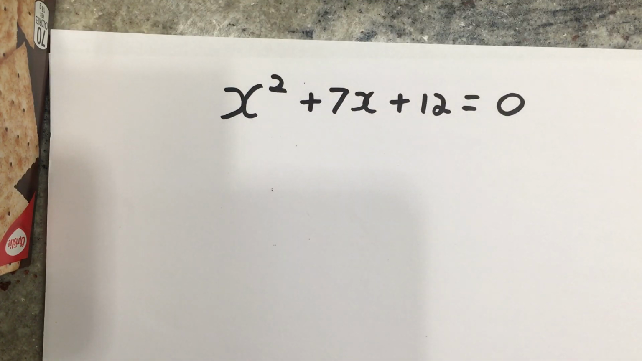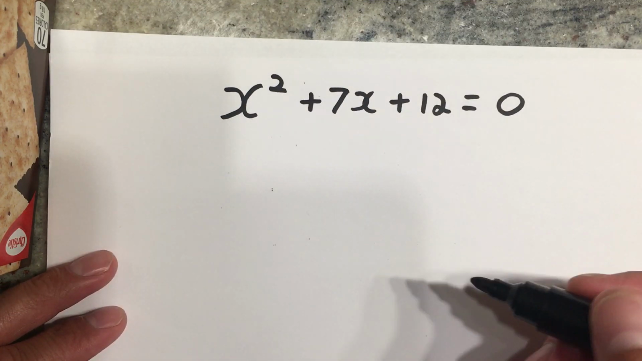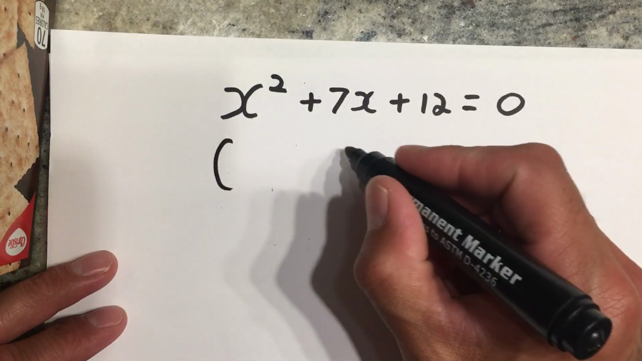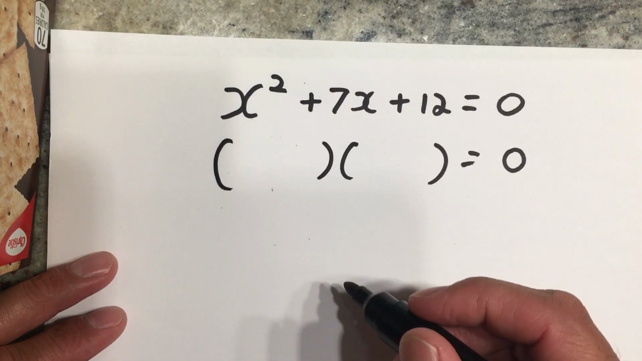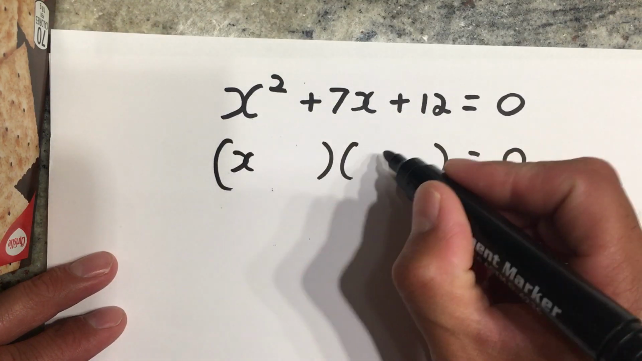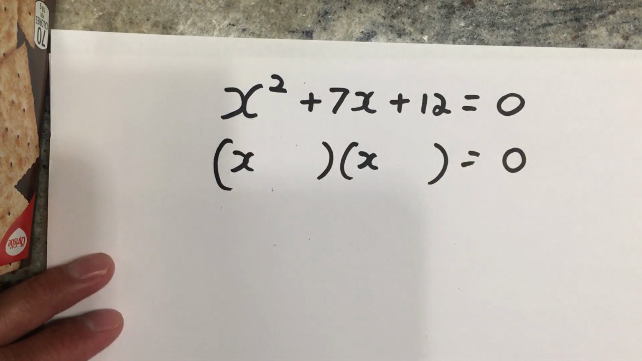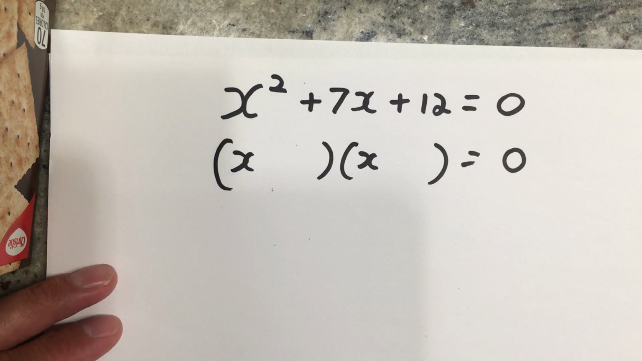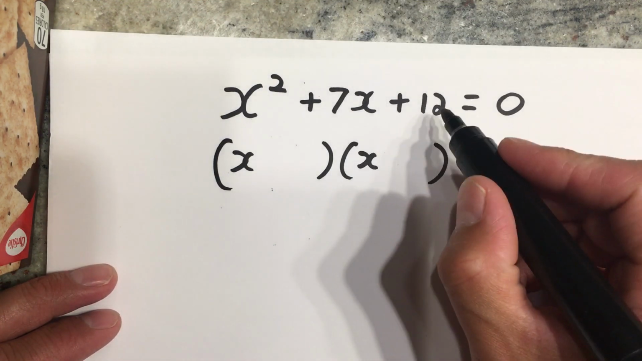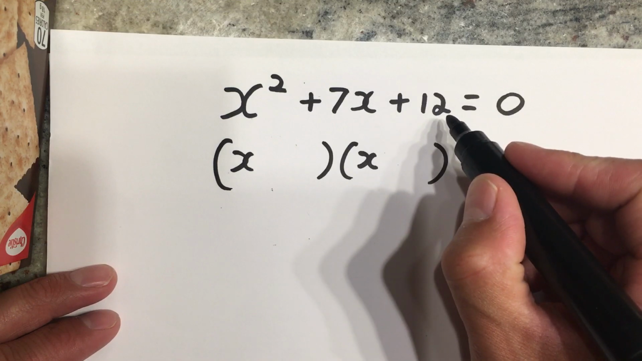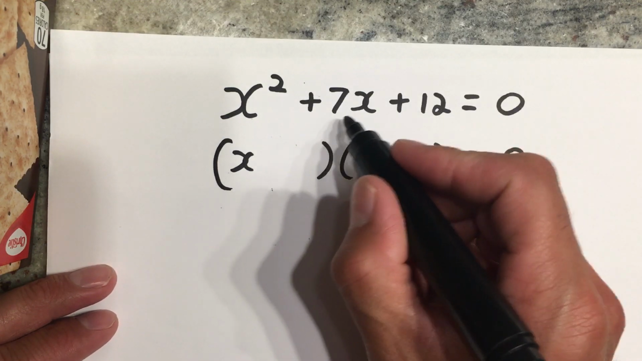to 0. First thing I'm going to do is factor this. I'll draw two brackets, and I'm going to put an x at the beginning of each of them. I'm then going to find two numbers. The criteria for these two numbers is this. They must multiply to give me 12 and add to give you 7.